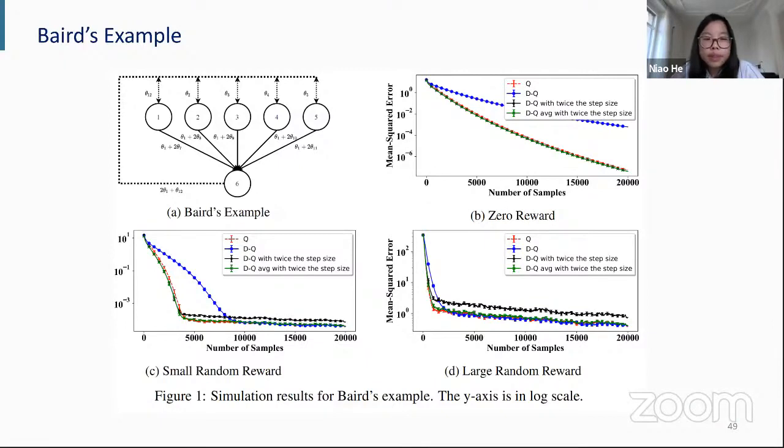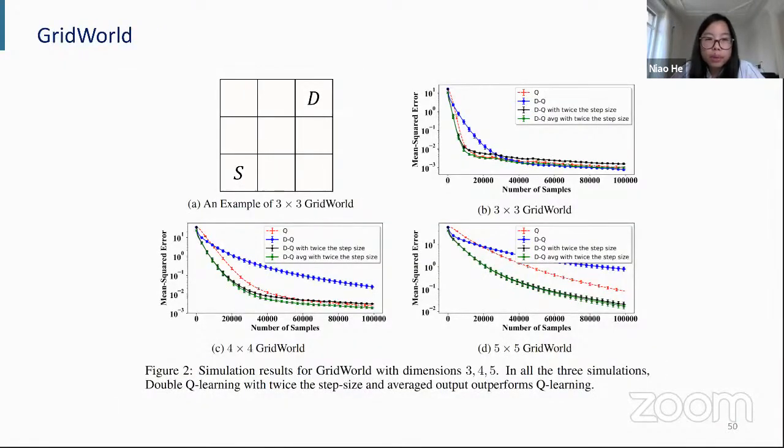Okay, so this is another example about the grid world, which is also a tabular setting, but we're using some linear function approximation to estimate the value functions. And in this example, you see something similar, right? If you use the same step size as Q-learning algorithms, then double Q-learning actually performs worse and has slower convergence. So you actually have to use twice the step size. If you use twice as large a step size, it behaves very similarly at the beginning.